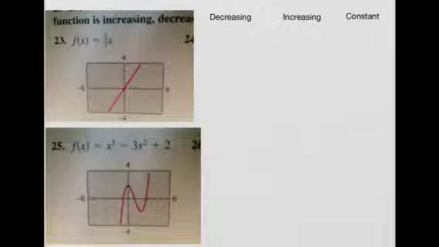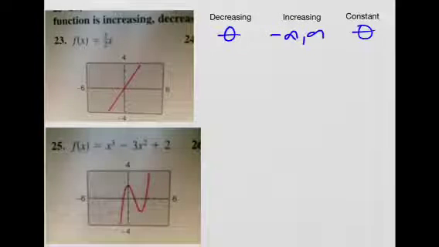So we say that the interval, so right here, decreasing, nothing, constant, nothing, but it's increasing from negative infinity to infinity. Okay, for number 25, let's see here. From negative infinity to 0, because remember the interval denotes the x values. So we're writing down at which x values is the function increasing, decreasing, or constant. So again, going from left to right, it's increasing from here to 0, then it decreases, and then it increases.